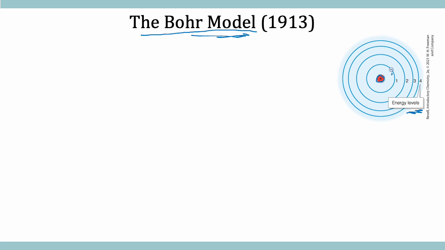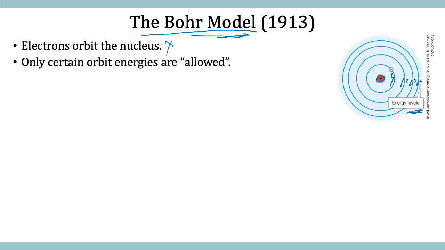So, for example, there's orbit number 1, orbit number 2, orbit number 3, orbit number 4. So, electrons are in these orbits around the nucleus. Electrons orbit the nucleus, that's what he said. Now we know that they do not actually orbit the nucleus, so this is not correct, but that is what the Bohr model specified.